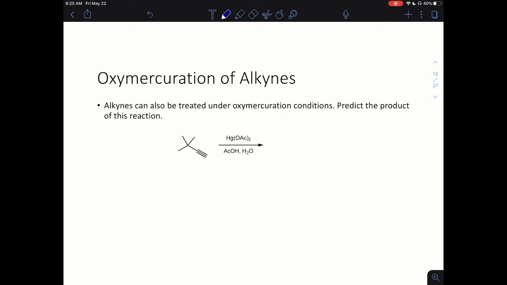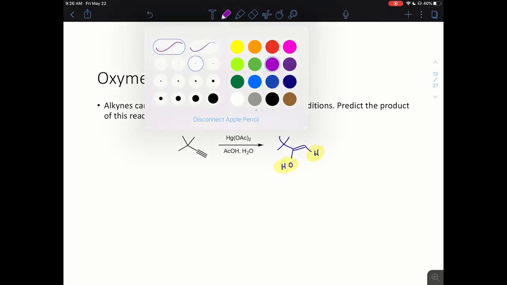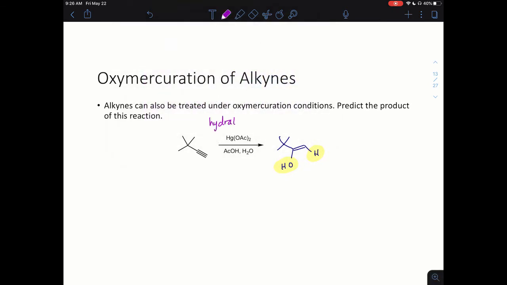I will do you a kindness. I will not make you learn how mercury interacts with the alkyne. But I think that we can all guess that the first set of steps here is hydration, right? So we're going to add HOH. It's going to hydrate the alkyne. What is the name of that functional group? That's an enol. So what do you think happens next?